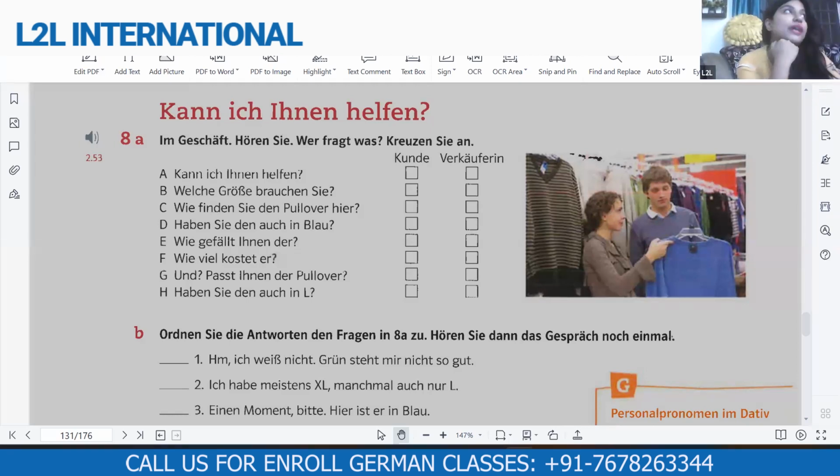Okay, then Samriddhi, Nummer A bitte. Wie gefällt Ihnen der Pullover? That's Verkäuferin. Okay, very good. It's gefällt, not gefallt. Okay, then next number, Sana. Kunde. Then Revati, Nummer G bitte.